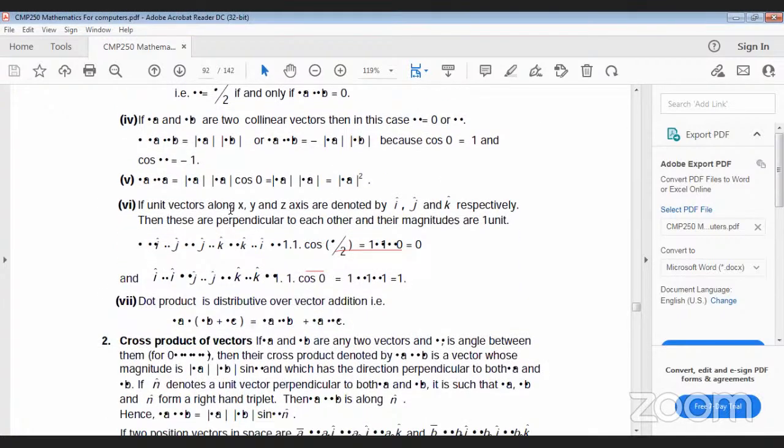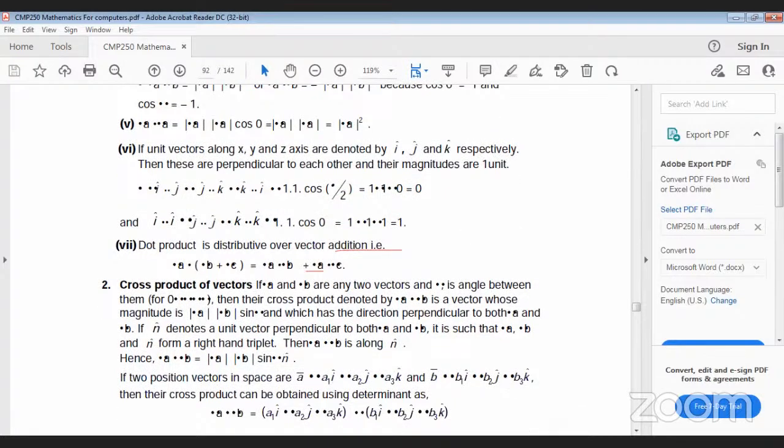For the unit vectors along the x, y, z axes, cos of pi by 2 is introduced. Cos of pi by 2, that is 90 degrees, is 0. So i dot j, j dot k is always 0, and i dot i, j dot j, k dot k is always 1. The dot product is distributive over vector addition: A dot (B plus C) equals A dot B plus A dot C.